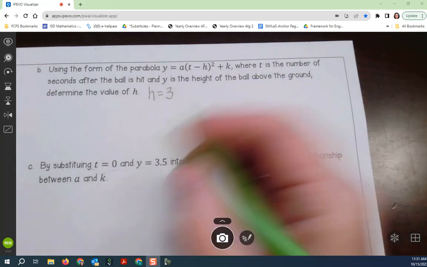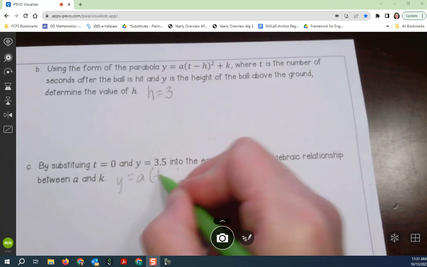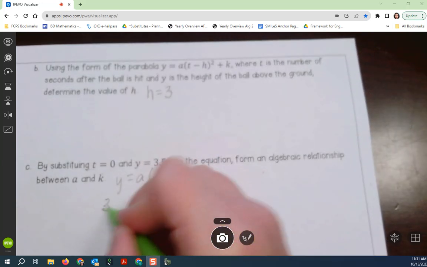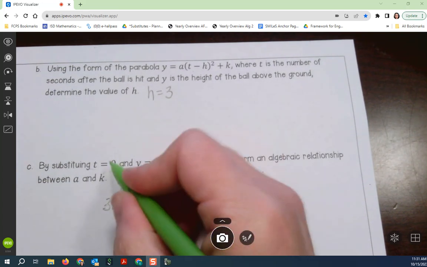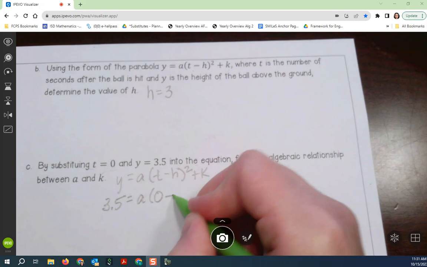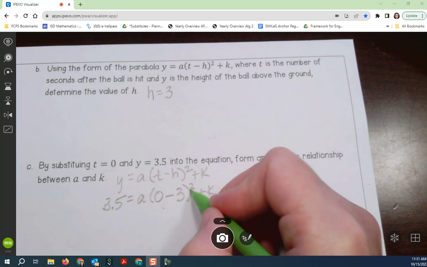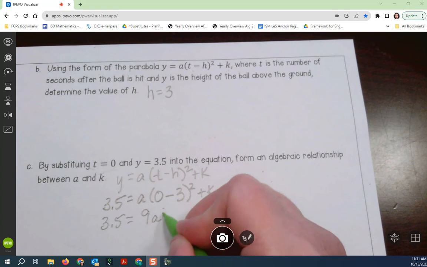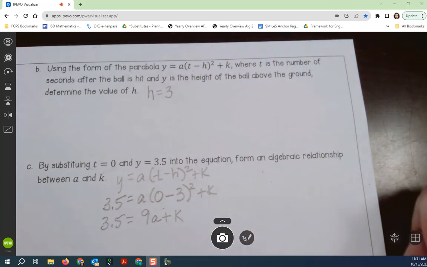So let's use this equation. y equals a times (t minus h) squared plus k. We're going to use 3.5 for y. We don't know a, and t is 0, minus h, which is 3, squared, and we don't know k. So negative 3 squared is 9, so I get 3.5 equals 9a plus k. And here's an algebraic relationship between a and k.